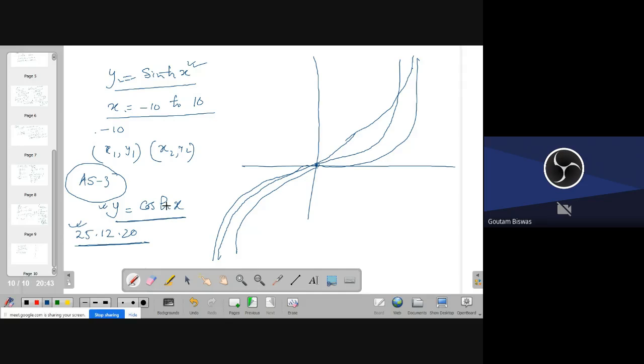After you have drawn 2 or 3, you will be experienced enough to draw the curve, and you will be able to find yourself. You just remember the shape of the curve. You will be able to find yourself the domain and range of these hyperbolic functions. In this way, you can find out the domain and range of any function by drawing the curve. Okay.